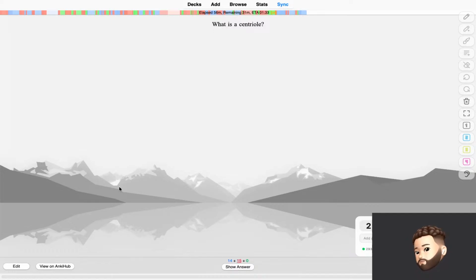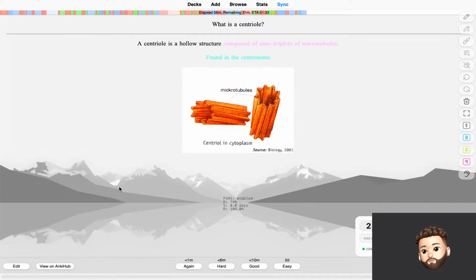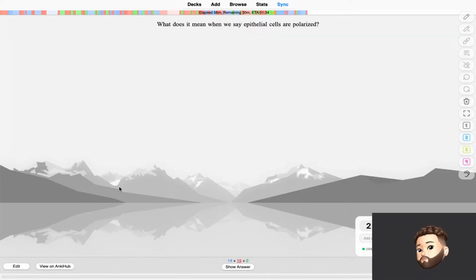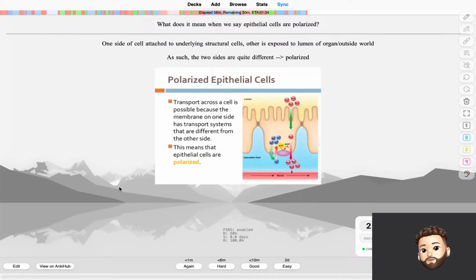What is a centriole? A centriole is nine triplets of microtubules found in the centrosome. A hollow structure. I need to say that hollow structure part. What does it mean when we say epithelial cells are polarized? It means that one side is exposed to the connective tissue and the other side is exposed to, is it the outer environment? The lumen of an organ or the outside world? Okay.